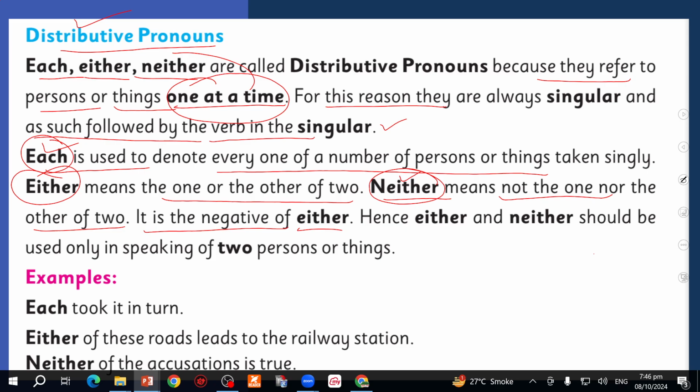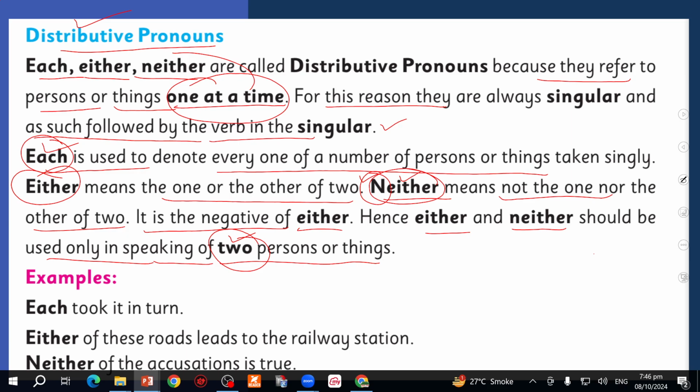How are we going to memorize? With the capital N, or the N. N is for negative. And this is how you can memorize that either is the opposite of or they are opposites of each other. Hence, we can say either and neither should be used only in speaking of two persons or things. So when we have two persons, we can choose either or neither.